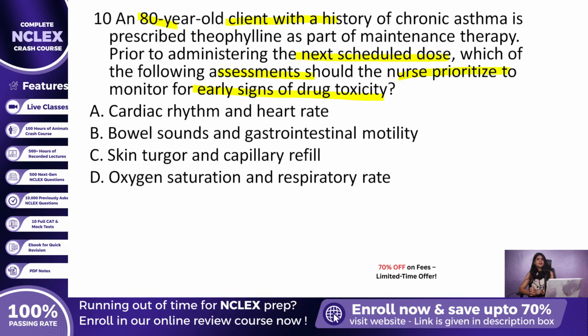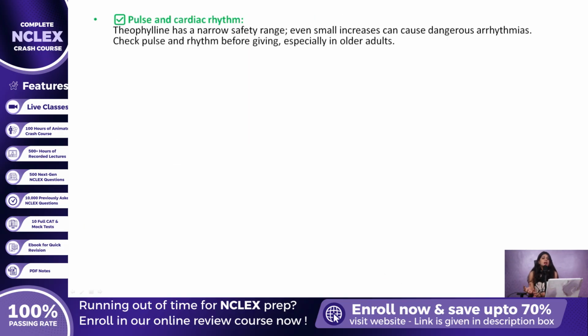The correct answer here is option A, cardiac rhythm and heart rate. Theophylline has a notoriously narrow therapeutic index, meaning the difference between a therapeutic and toxic dose is small. Even a slight increase in serum levels can trigger dangerous side effects, especially in older adults whose metabolism and drug clearance may be slowed. Early signs of toxicity frequently involve the cardiovascular system, including tachyarrhythmias, palpitations, and irregular pulse patterns, making cardiac monitoring a top priority before giving the next dose.